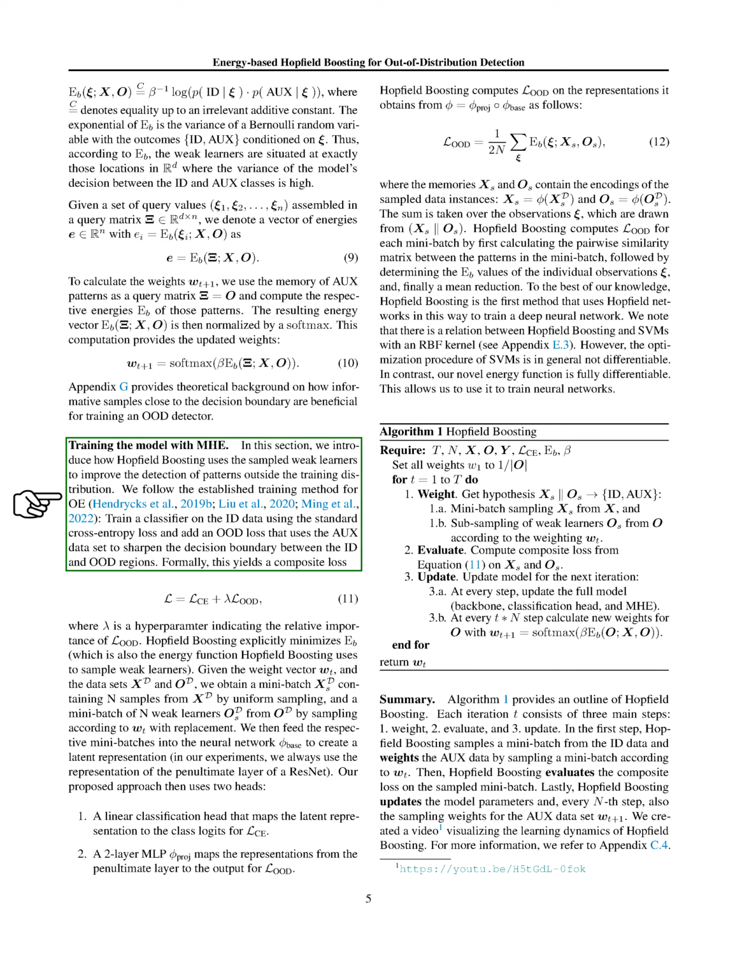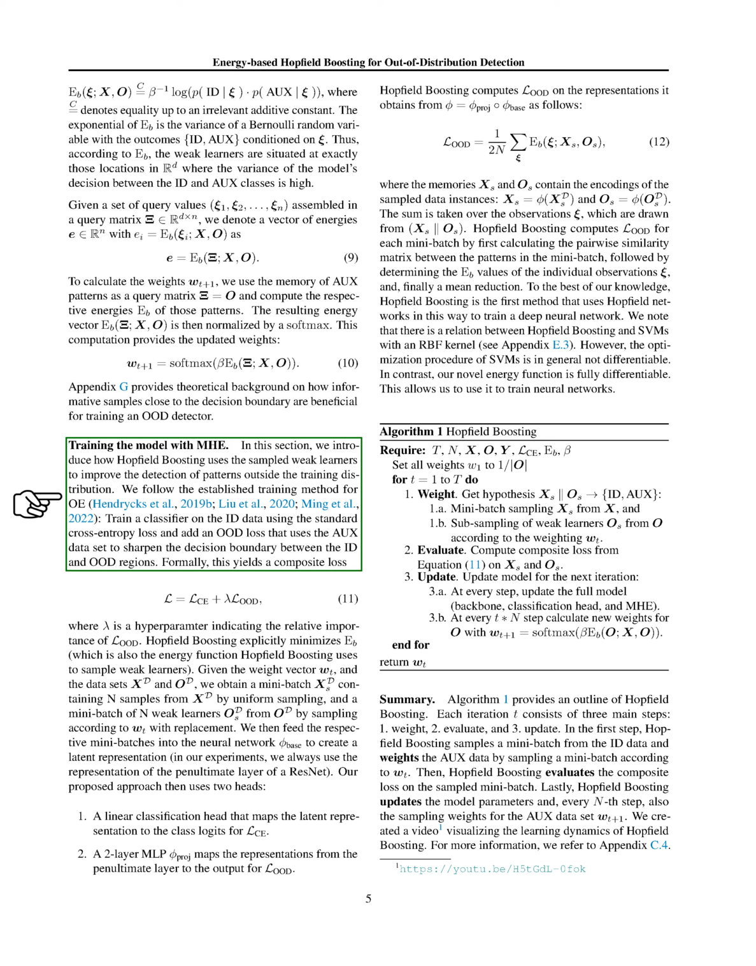By training with informative samples near the decision boundary, we aim to improve the detection of patterns outside the training distribution. In our approach, we train a classifier on the ID data using cross-entropy loss and incorporate an OOD loss using the aux data to refine the decision boundary between ID and OOD regions. The composite loss function includes a hyperparameter lambda to balance the importance of the OOD loss.